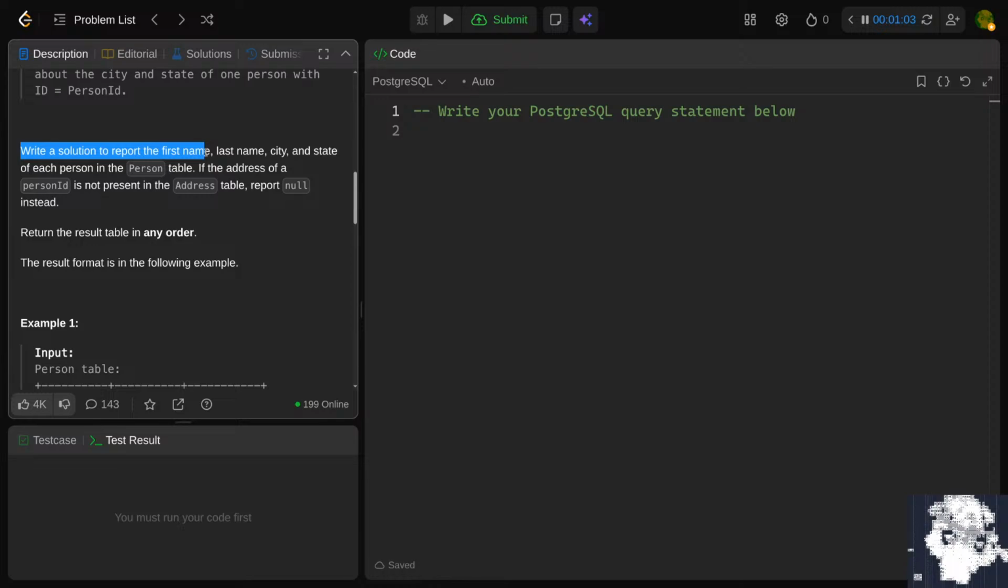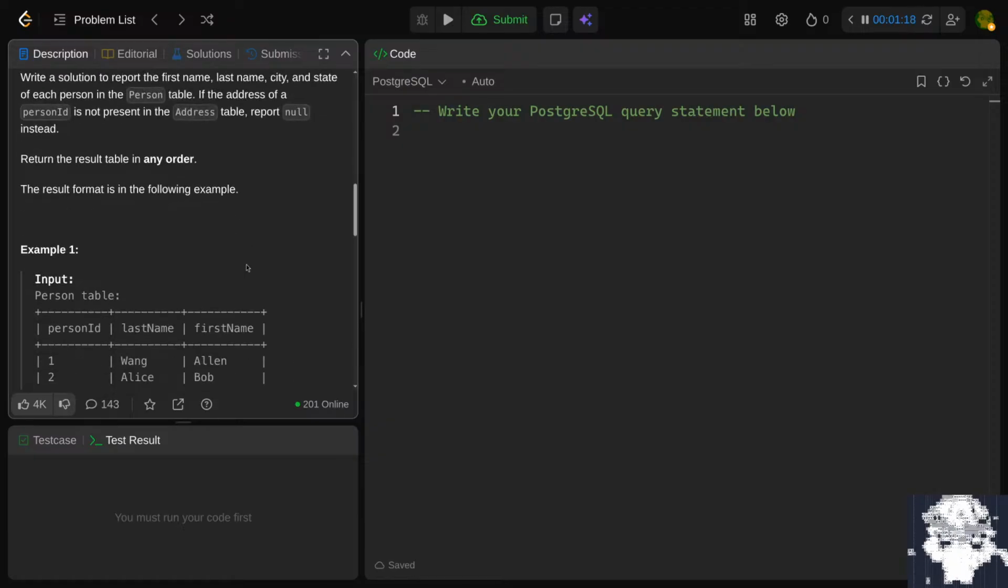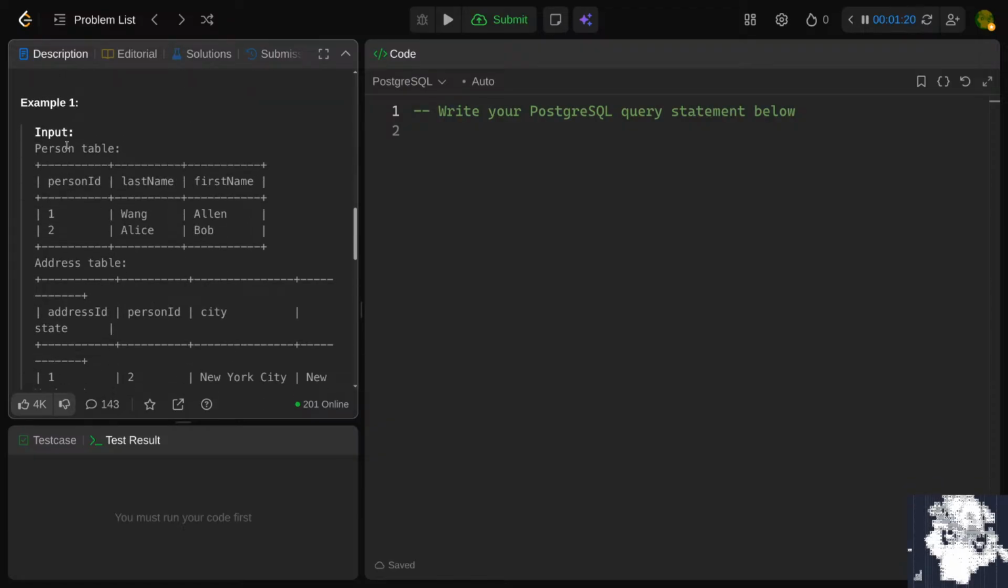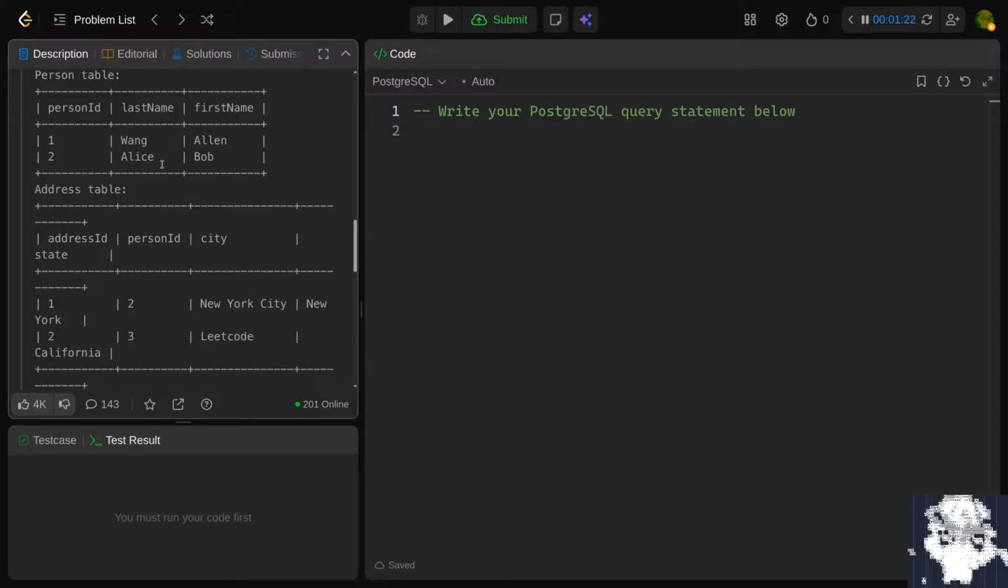Write a solution to report the first name, last name, city, and state of each person in the person table. If the address of a person ID is not present in the address table, report null instead. Return the result table in any order. The result format is in the following example. Person table.